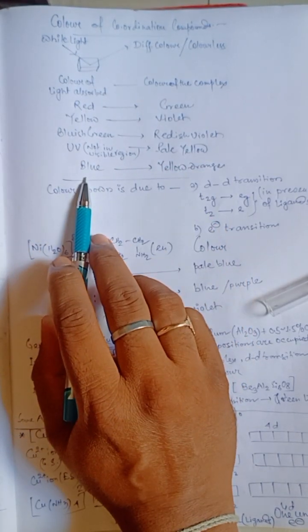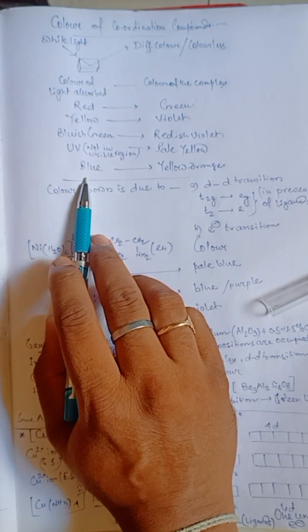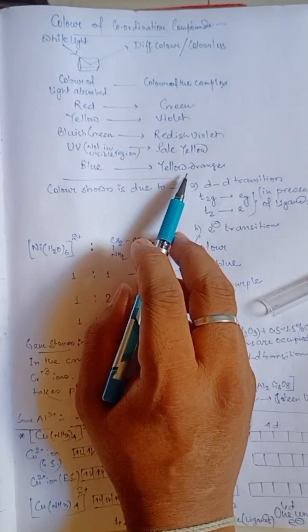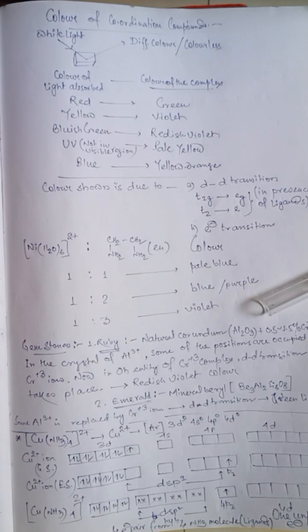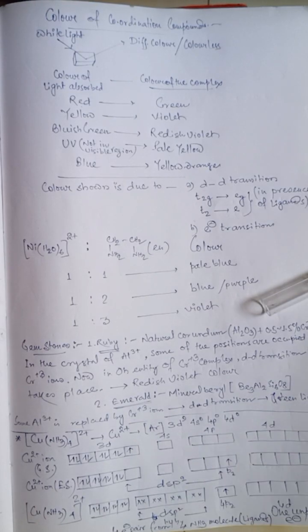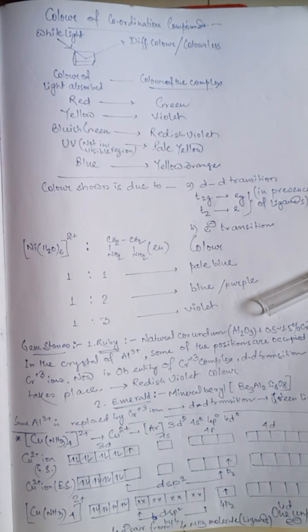If blue light of the white light is absorbed, we get yellow orange coloration of the complex. So different colors come from different complexes, with different colors absorbed from the visible light region of white light.